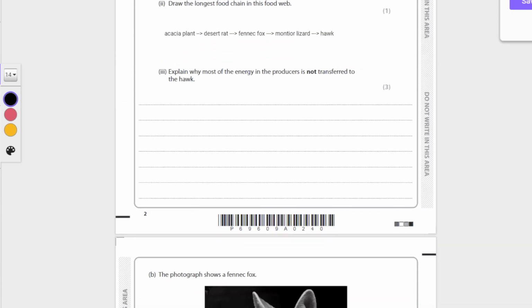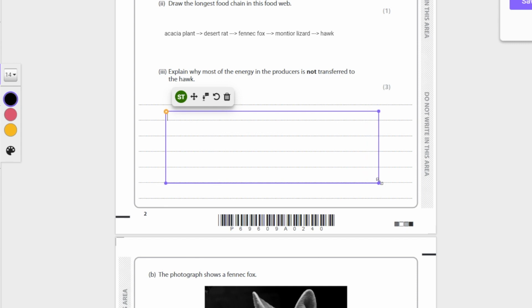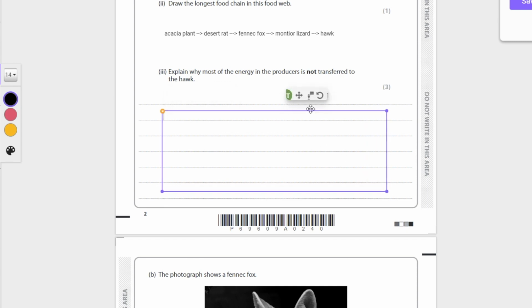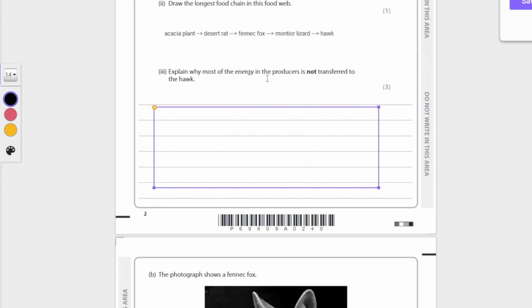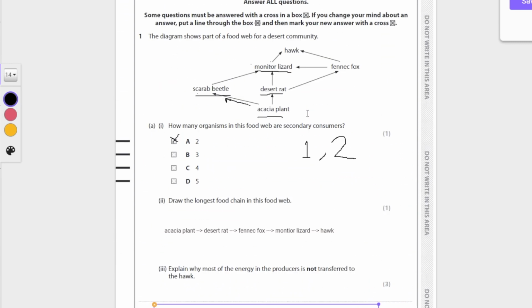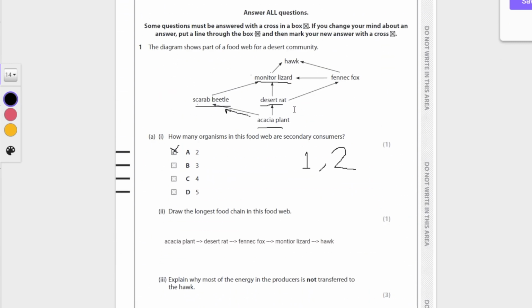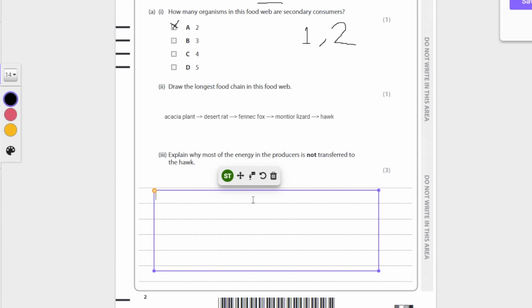Okay, now another common question. I saw it as soon as I read it, I know exactly what to answer. So explain why most of the energy of the producer is not transferred to the hawk. Well, it's a very common question, and I think a question like this might come up on your paper because it's very, very common, and it's just talking about why energy is lost in the food chain, and it wants you to apply it to the situation. So you can just say the general answer.